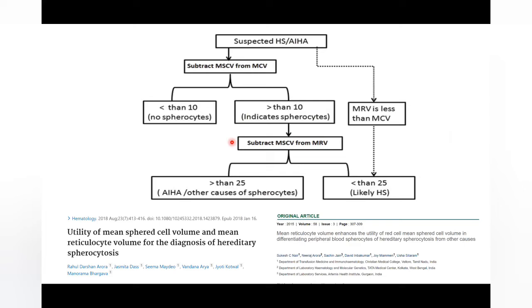Again, this is a paper which was published in Hematology 2018, and it suggests that whenever you're suspecting spherocytosis due to any cause, be it hereditary spherocytosis or autoimmune hemolytic anemia, you just subtract the mean sphered cell volume from MCV. If it comes out to be more than 10, it indicates spherocytes.